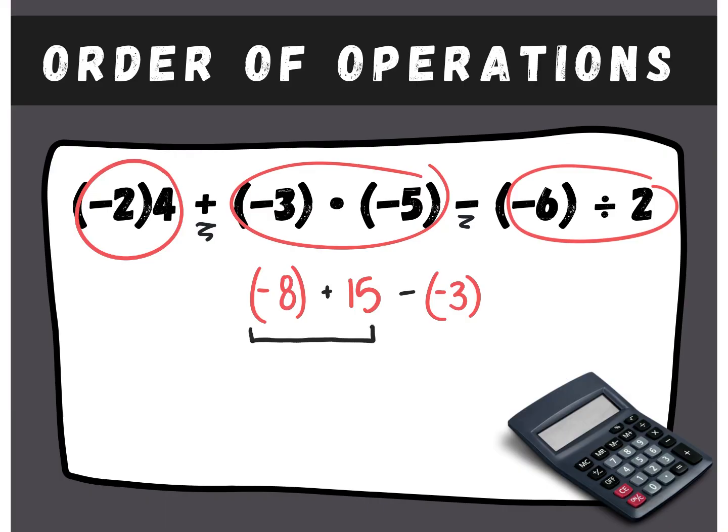First, I'll solve negative 8 plus 15 to get 7. And then I bring it down and I see that I have 7 minus negative 3. Now in my class, we have learned to add the opposite, add the additive inverse. So we're going to change that minus a negative 3 to 7 plus positive 3, and that gives us a result of 10.